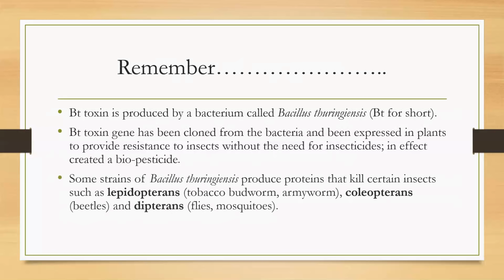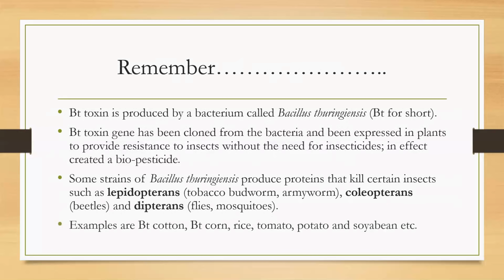Some of the strains of Bacillus thuringiensis produce proteins that kill certain insects such as lepidopterans. For example, tobacco budworm as well as armyworm are examples of lepidopterans, as well as coleopterans, for example beetles, and dipterans, for example flies and mosquitoes. So this is regarding the production of Bt cotton. At the same time, various other genetically modified plants are also developed. In addition to Bt cotton, Bt corn, Bt rice, Bt tomato, Bt potato, as well as Bt soya bean are also produced by genetic engineering.